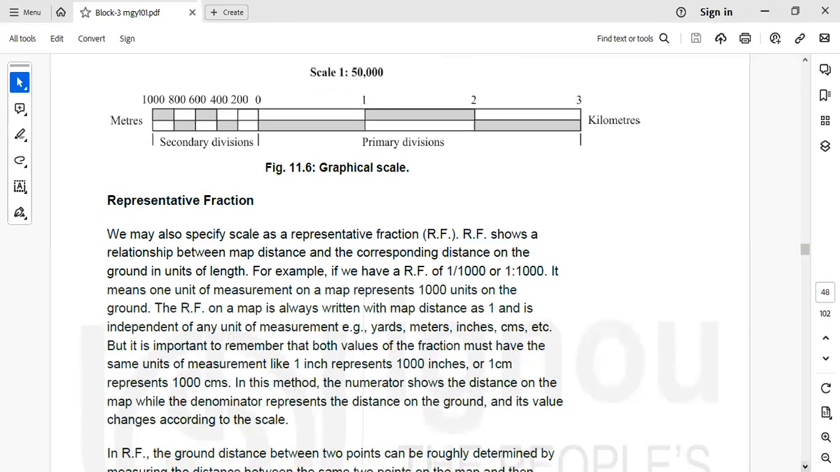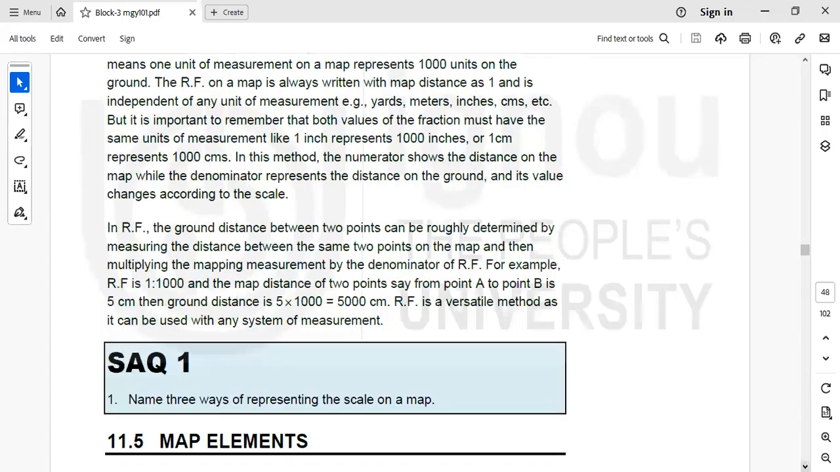So there are three methods which are used to represent the scale. Number one is the statement of scale, number two is the graphical scale, and number three is the representative fraction.